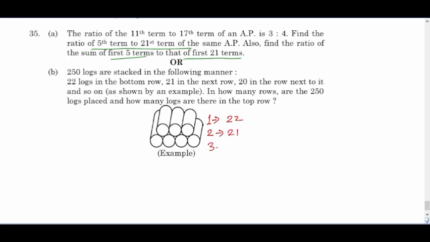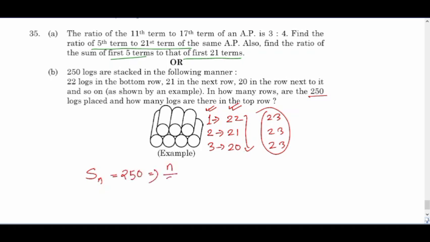Okay, now one thing you have to notice: the row number and the total logs in that row, if we sum them we will get 23. Here 2 plus 21 is 23, 3 plus 20 is 23. This is the first observation. Now suppose 250 logs are complete in n number of rows, that means the sum up to n. This is a decreasing AP. Now Sn should be equal to 250.